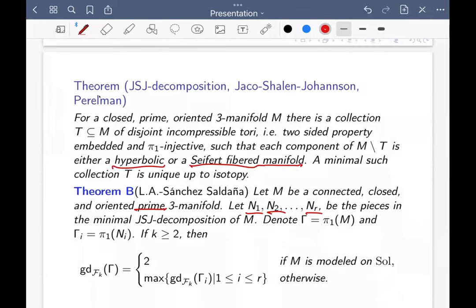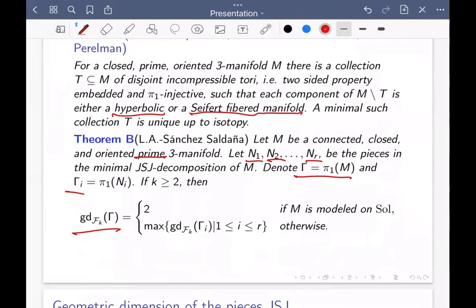Again, denote by Gamma the fundamental group and Gamma sub i the fundamental groups of the pieces. We can prove the homotopy dimension with respect to the same family is basically the maximum of the homotopy dimensions of the pieces that appear in this JSJ decomposition. So the next task is to compute this homotopy dimension with respect to this family.